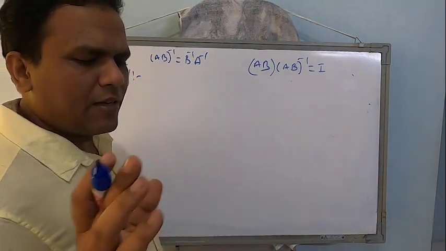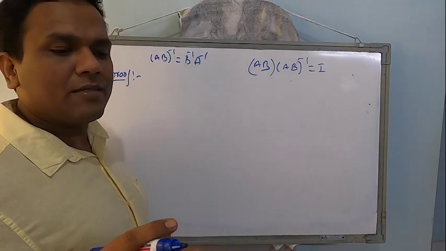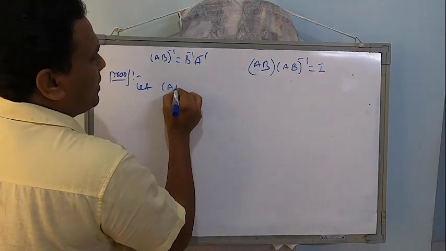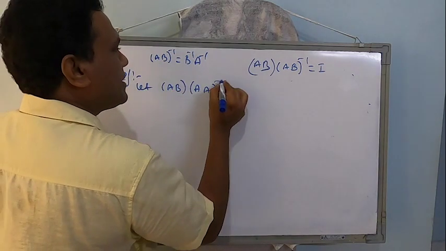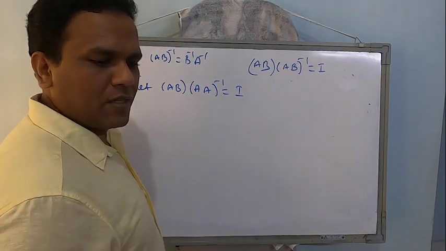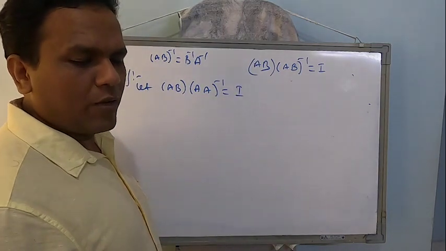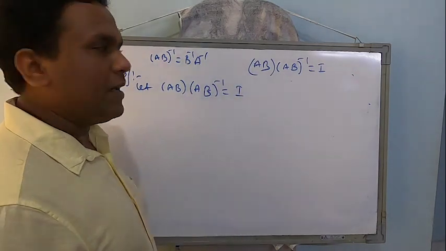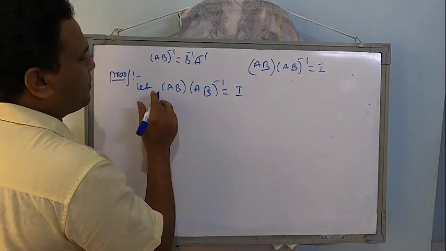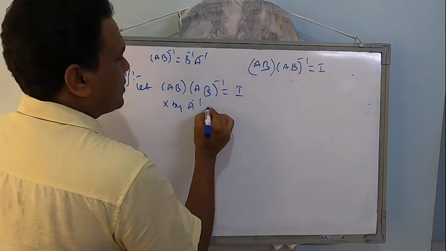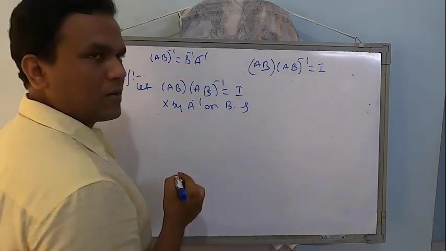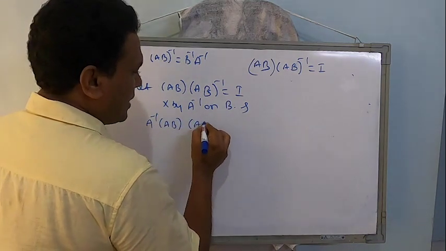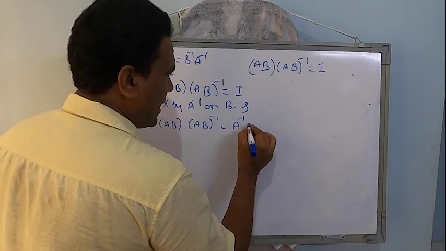It's been given that A and B are already invertible matrices, which means their inverses already exist. So let me start with this. AB is a matrix, and multiplied by its inverse it gives me I. That's fine. Finally, what we have to prove is AB the whole inverse equals B inverse multiplied by A inverse. Now multiply by A inverse on both sides. So A inverse multiplied by AB multiplied by AB the whole inverse is equal to A inverse multiplied by I.